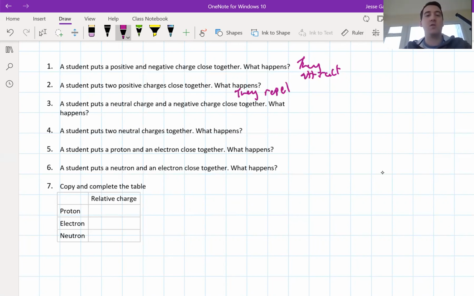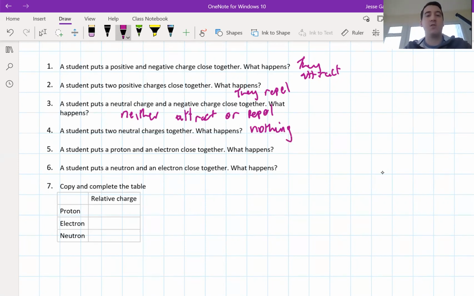The student puts a neutral charge and a negative charge close together. What would happen? They neither attract or repel. You could just say nothing happens. So these do not interfere or interact with each other at all. A student puts two neutral charges together. What happens? Nothing. They don't attract or repel.